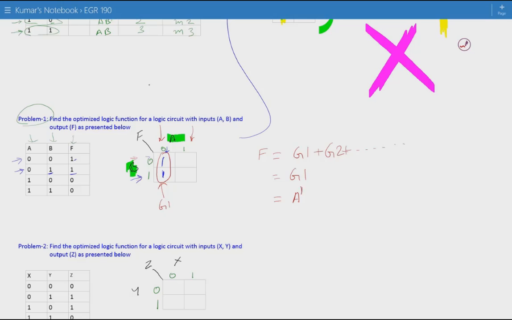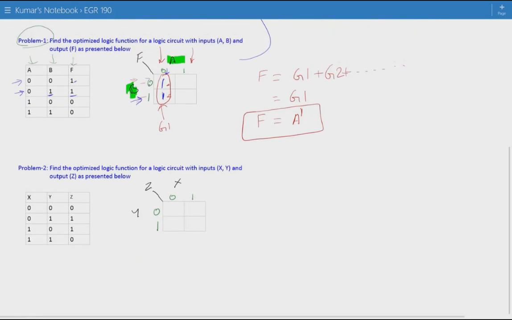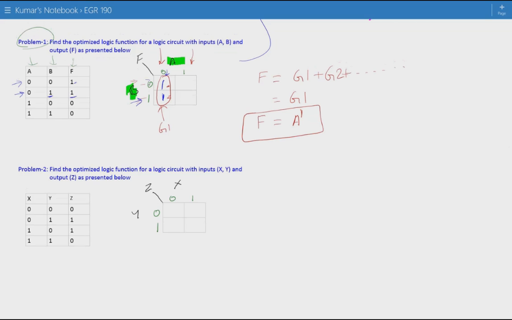And now come to B. In this entire group, my B initially is 0, and the next cell B is 1. So is B changing? Yes, here B is 0, here B is 1. So B is changing. So we disregard B. So overall function is F equals A bar. That is our overall function for this problem. So let's look into a different problem.